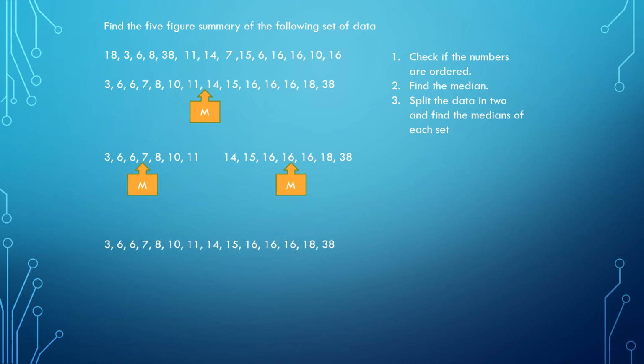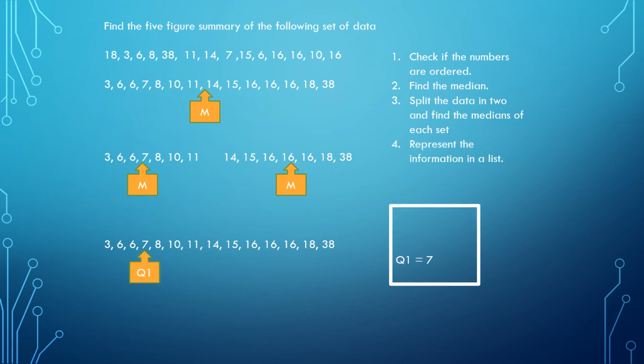So bringing our information back together, we find we've got our lower quartile happening here at 7, our median happening at 12.5, our upper quartile at 16, and then we've also got our highest value at 38 and our lowest value at 3.